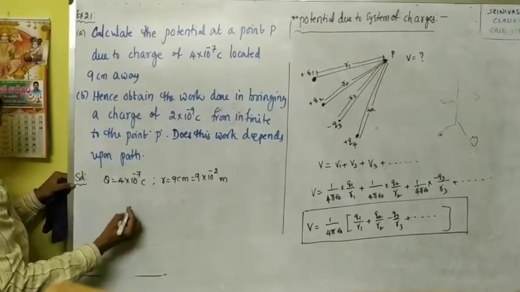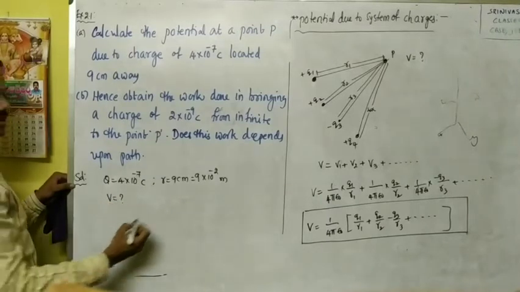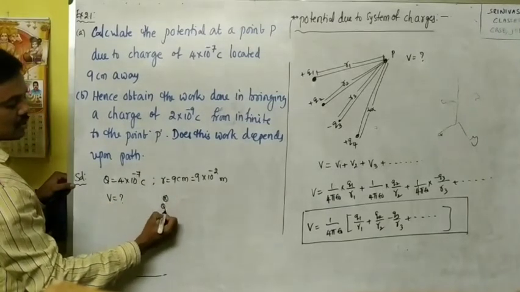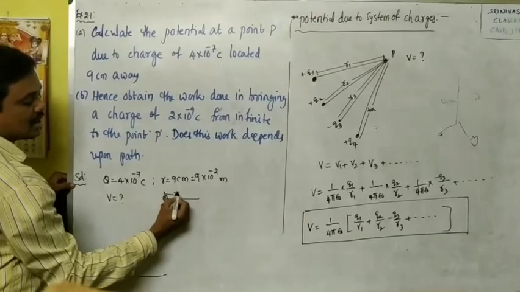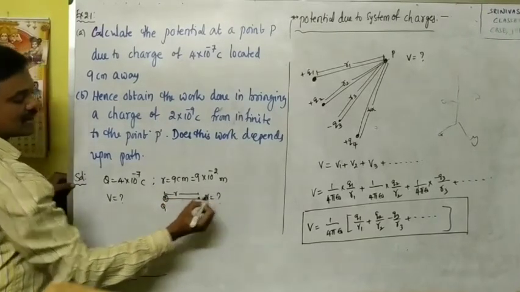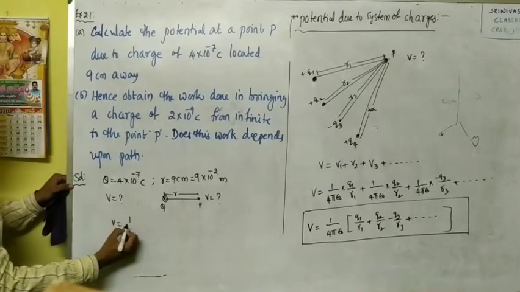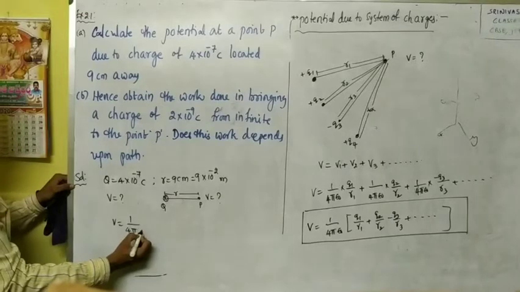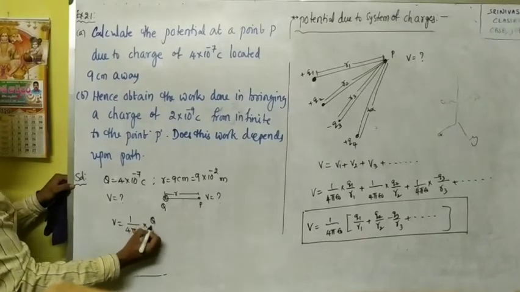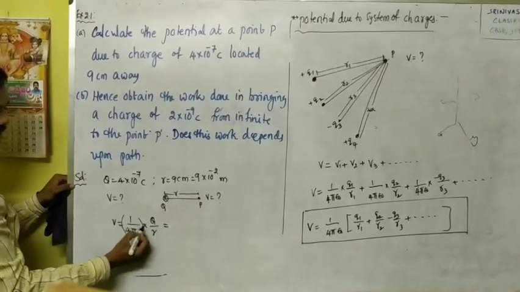Now our question is to calculate the potential. Potential we have to calculate. This is the Q charge. At distance R, there is a point P. At this point P, what is the potential? This is our question, and we know the direct formula for this. Very simple problem: 1 by 4 pi epsilon naught into Q by R. You already know the value of 1 by 4 pi epsilon naught.